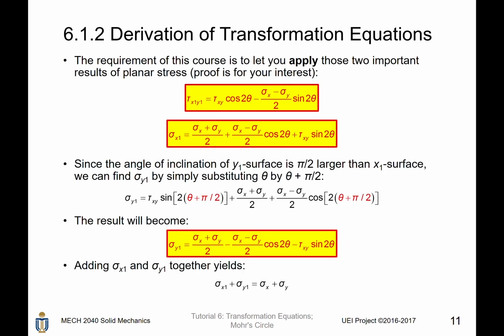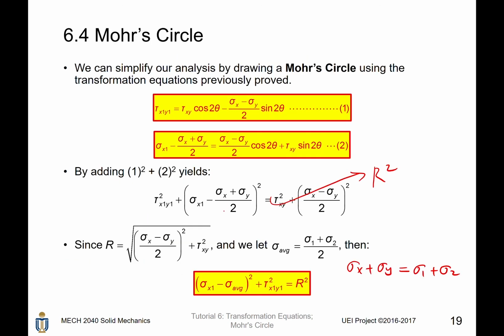So here we discussed that for any angle of inclination, the sum of the direct stresses are always the same. The same also applies to the principal stresses. Then this term will become sigma average. Then what is left here is this equation: sigma x1 minus sigma average, squared, plus tau x1y1 squared equals r squared.